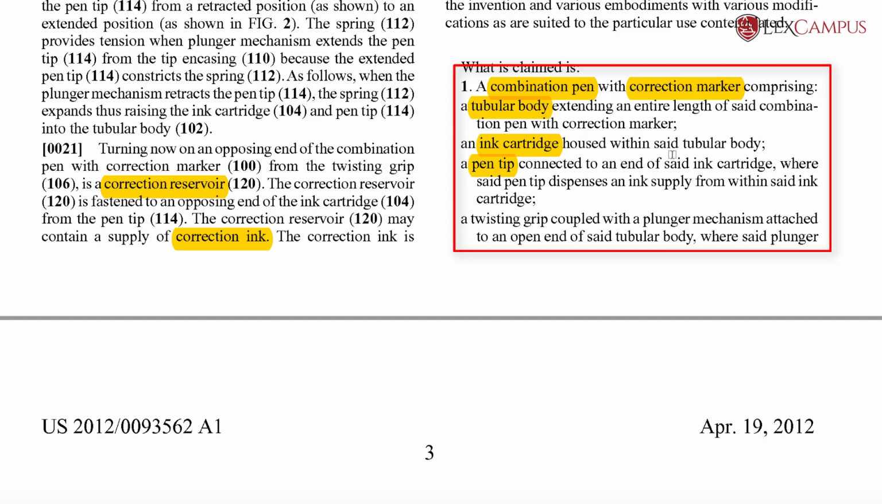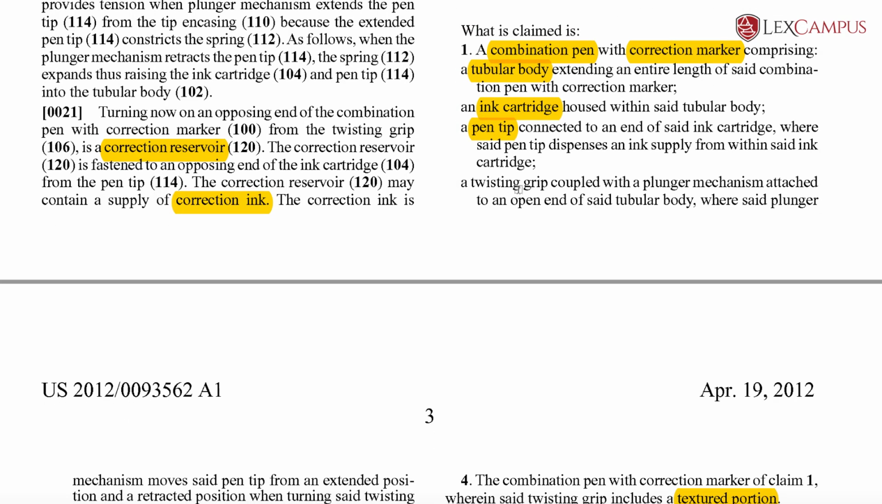There is antecedent basis. Again, notice an ink cartridge. For the first time, you use the indefinite article. Now in the next clause, when ink cartridge is recited again, you say said ink cartridge. Okay, and so on. The same thing. A pen tip, said pen tip. So you can understand the logic now.